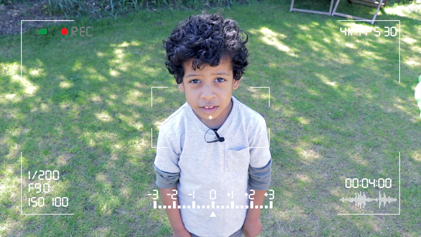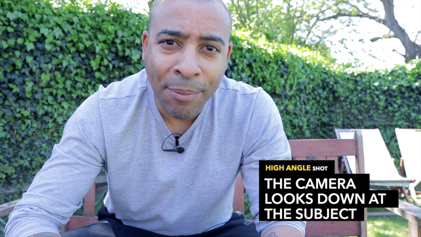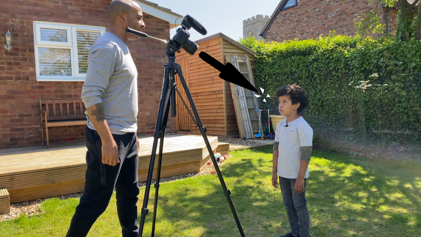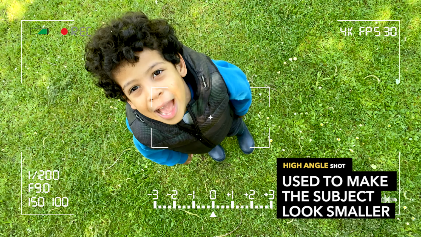Number 6. And the high-angle shots. The exact opposite. Where the camera looks down at the subject, used to make the subject look smaller.